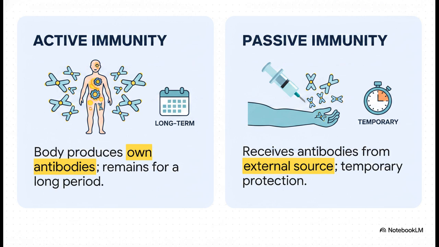Because your body did the work and created those memory cells, this protection remains for a long period of time. Passive immunity, on the flip side, means your body is just receiving ready-made antibodies from an external source. Because you didn't make them yourself, you don't get memory cells. The protection is immediate, which is fantastic in a life or death emergency, but it is strictly temporary.